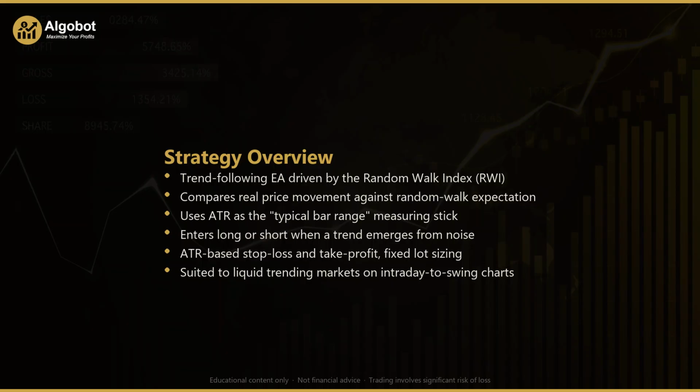The indicator driving all of this is the Random Walk Index, or RWI for short. It uses the average true range, the ATR, as its measuring stick for a typical bar's size. Then it looks across a whole range of lookback lengths and measures how far price has really traveled compared to what randomness alone would predict. When the real movement clearly exceeds the random walk expectation, the strategy takes that as a sign of an emerging trend. This approach is designed for liquid, trending instruments. Think major foreign exchange pairs, gold, or stock indices, on timeframes ranging from intraday all the way up to swing trading. It runs on whatever single timeframe you attach it to.